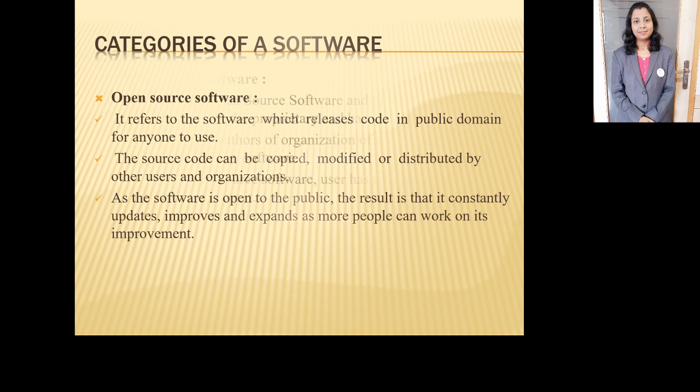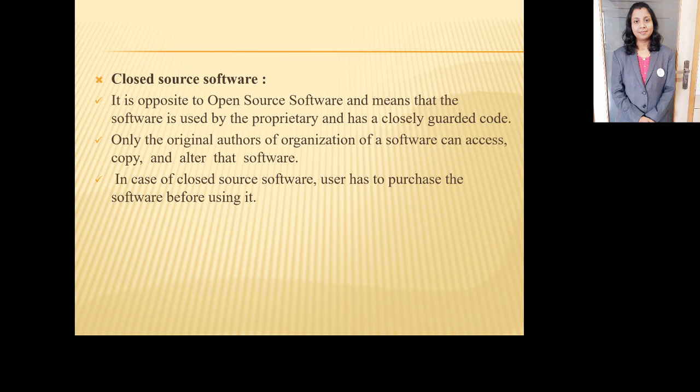Okay, now the next type is closed source software. Here what is happening? It is opposite to open source software. That means the software is used by the proprietary and has a closed guarded code. So this source of software is not given to the public. Only the original authors or the organization of a software can access, copy and alter that software. So the people who are using the software cannot do any alteration. They can only access it, but they cannot alter the software.